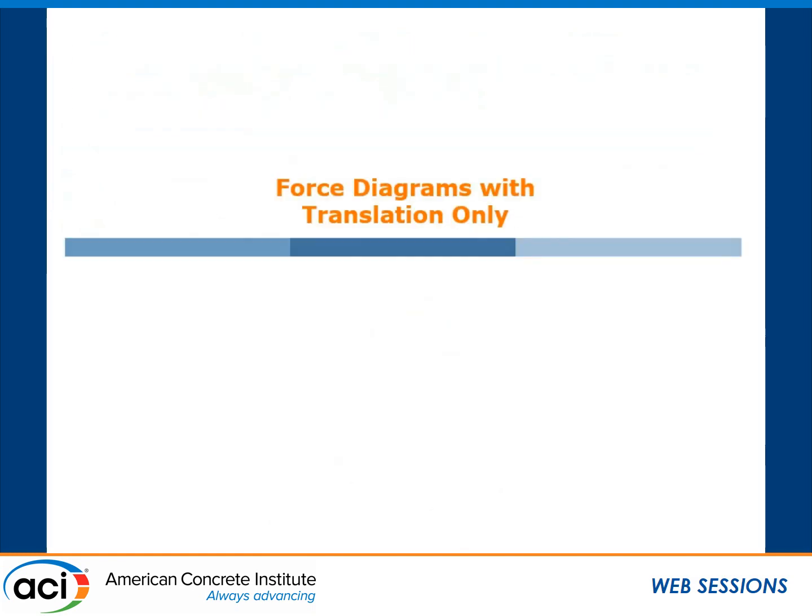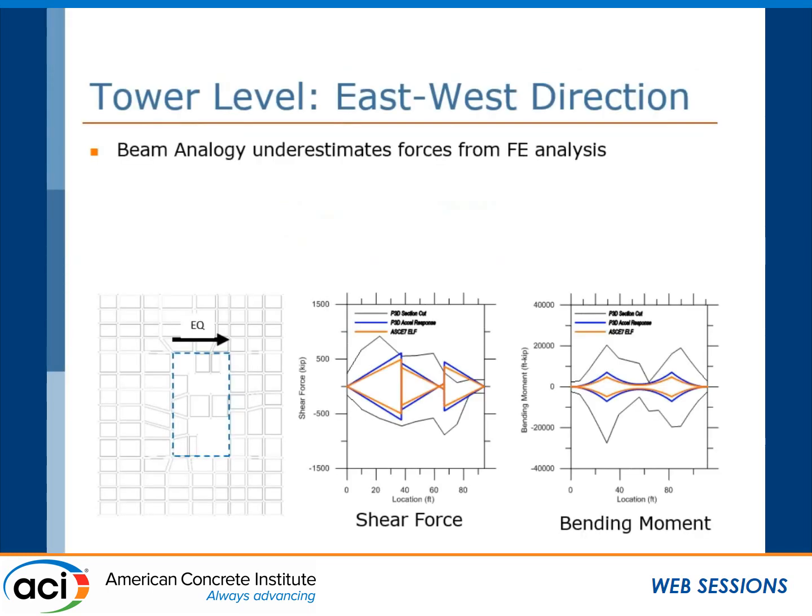So the following diagrams only take into consideration the translational response, just translational acceleration from Perform 3D and the Fpx forces from ASCE 7. Over here is the direction of the earthquake we just looked into. We just looked at one direction. The blue represents the acceleration response that we got from Perform 3D, taken as the mass times acceleration of the floor. And then the orange was the ASCE 7 equivalent lateral force.